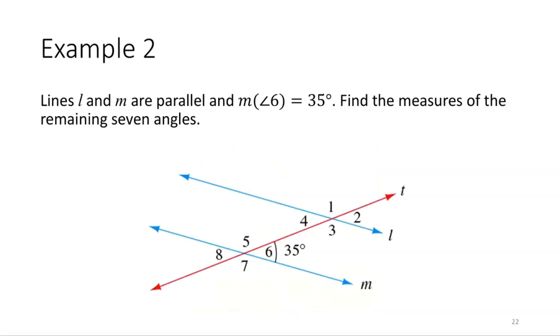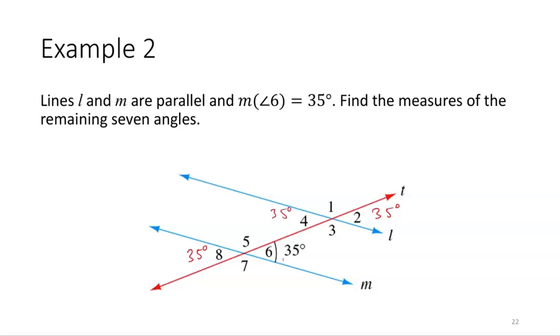So putting these all together, let's say I know that angle 6 is 35 degrees. I want to find the measure of the remaining angles. Well, if angle 6 is 35, angle 8 would be 35 degrees because vertical angles have the same measure. Angle 6 corresponds to angle 2, so angle 2 would be 35 degrees. And likewise, angle 4 would be 35 degrees as well.